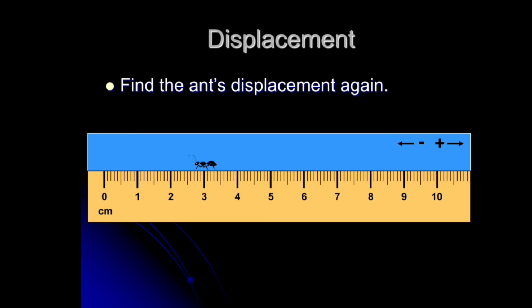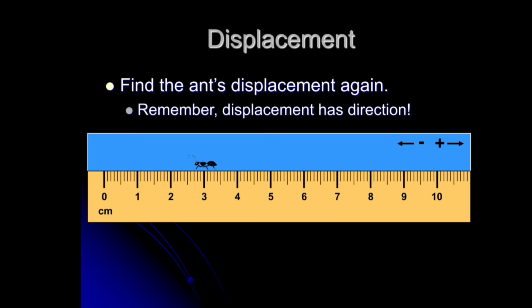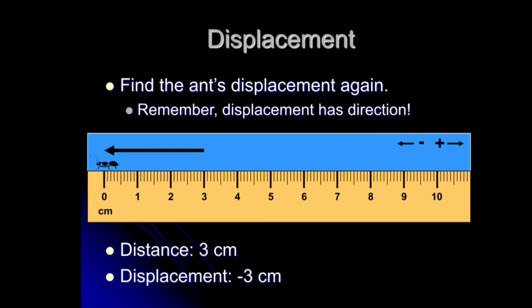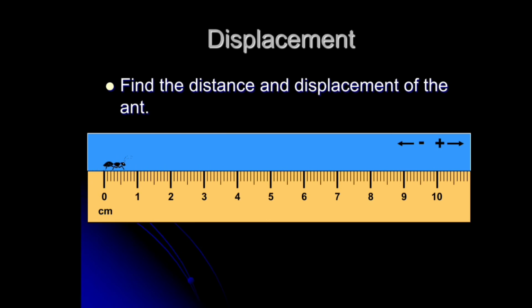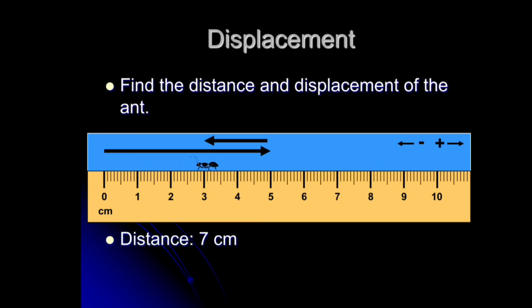Now, find the ant's displacement again. Remember, displacement has direction. Here, distance is 3 centimeter and displacement is minus 3 centimeter. Now, find the distance and displacement of the ant. Here distance is 7 centimeter and displacement is only plus 3 centimeter.